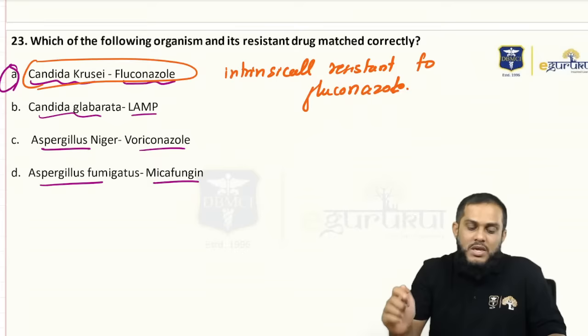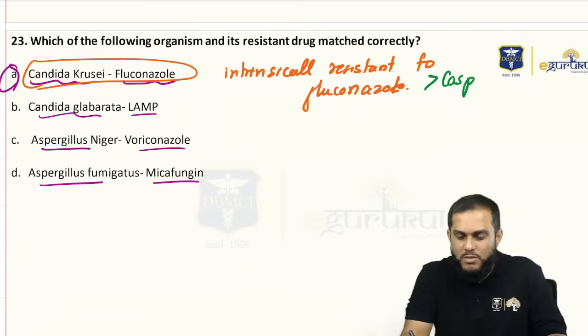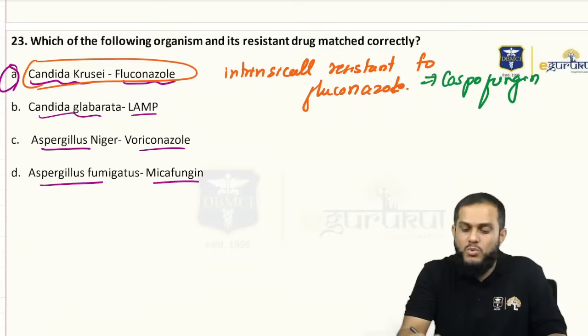Otherwise, the drug of choice for Candida is fluconazole, but not for Candida krusei. Sir, the Candida krusei drug of choice is caspofungin or micafungin. Echinocandin group of drugs are the drug of choice for Candida krusei. It is not fluconazole, because Candida krusei is fluconazole resistant, and that's why the answer is A.